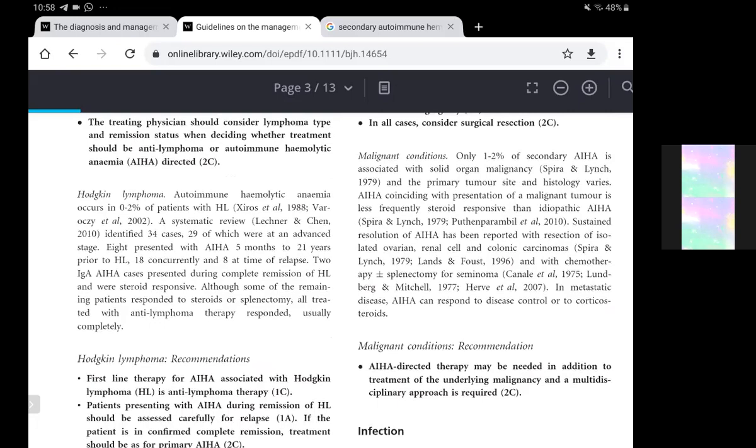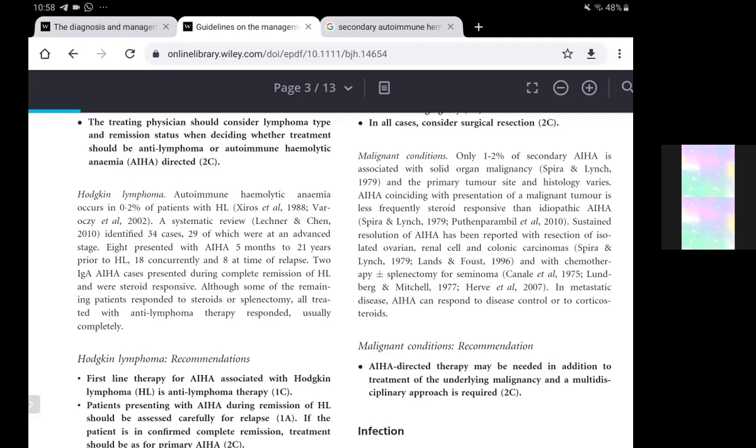And with malignant conditions, as in solid organ malignancies, this could vary according to the primary tumor site and histology, and autoimmune hemolytic anemia coinciding with presentation of a malignant tumor is less frequently steroid responsive than idiopathic. A sustained resolution of autoimmune hemolytic anemia has been reported with resection of isolated ovarian, renal carcinomas and colonic carcinomas. So there the therapy is basically to treat the underlying malignancy, and a multidisciplinary approach is required. In metastatic disease, autoimmune hemolytic anemia can respond to disease control or to corticosteroids.